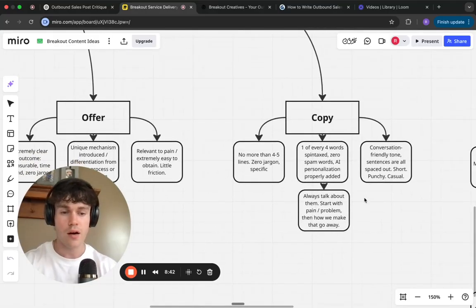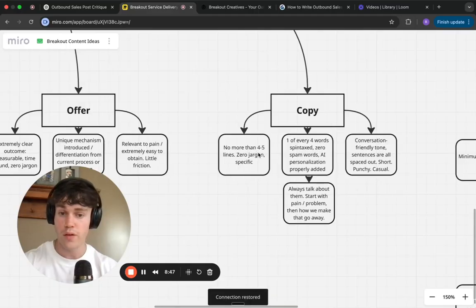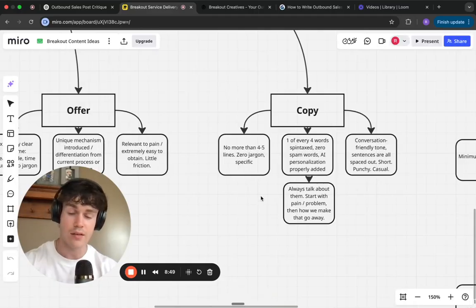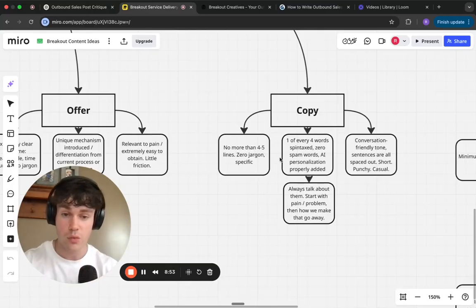In terms of the actual copy, same kind of focus here. I don't like writing messages more than 4 to 5 lines. I think that is as long as you need to be. In terms of spintax, I would spintax 1 out of every 4 words maximum.